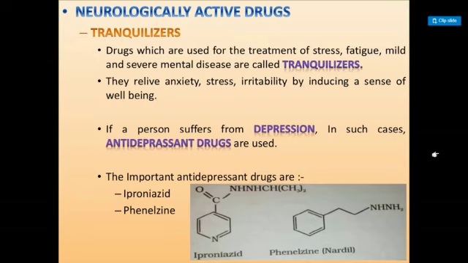Neurologically active drugs: tranquilizers. Drugs which are used for the treatment of stress, fatigue, and mild and severe mental disease are called tranquilizers. These relieve anxiety, stress, and irritability by inducing a sense of well-being. If a person suffers from depression, in such cases antidepressant drugs are used. The important antidepressant drugs are iproniazid and phenelzine. The diagrams or structures of iproniazid and phenelzine are also given here.